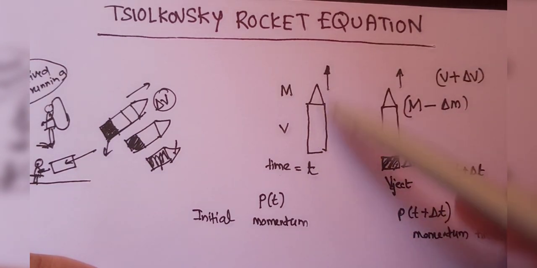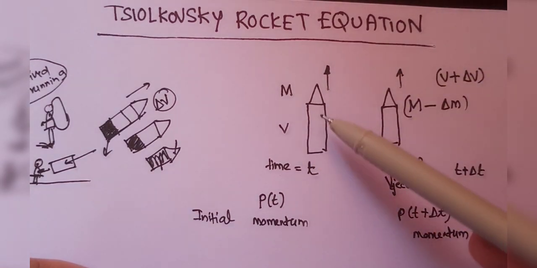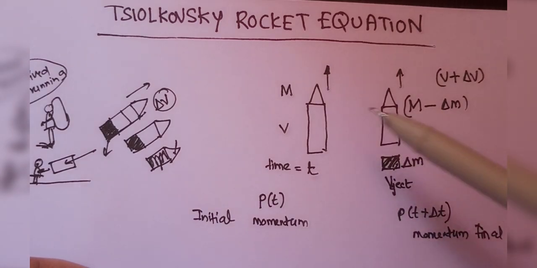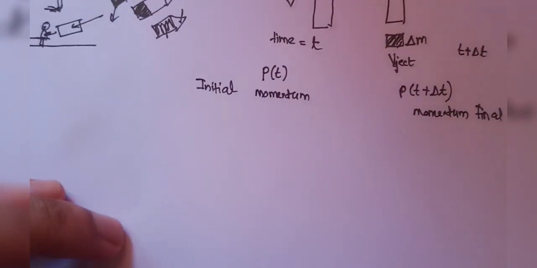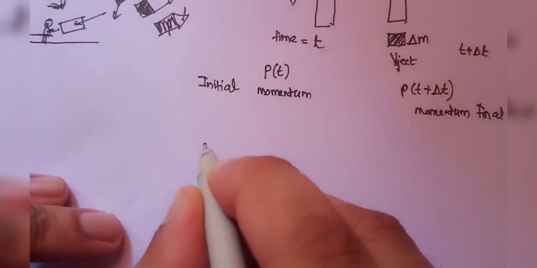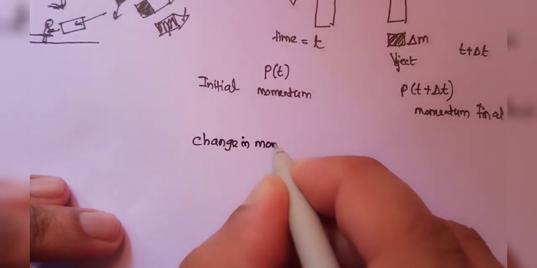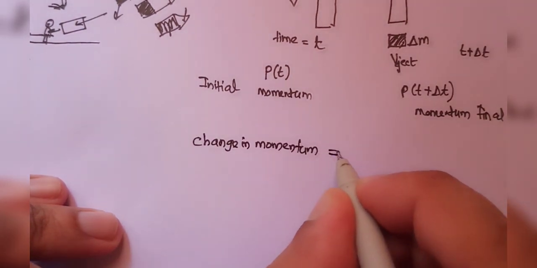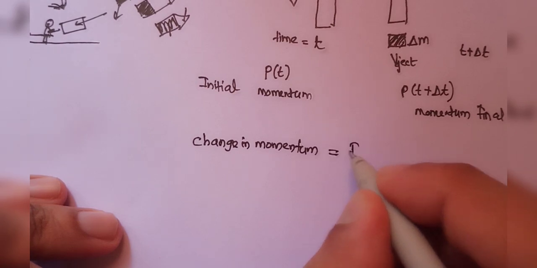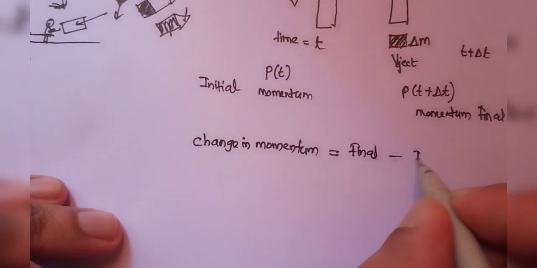Here we have the overall total mass of the vehicle and the velocity. Okay, so this is one of the key things we have to be very clear about. Fine. So now let's do the change in momentum. So what will be the change in momentum? So change in momentum, okay, which is equal to the final momentum minus the initial momentum.